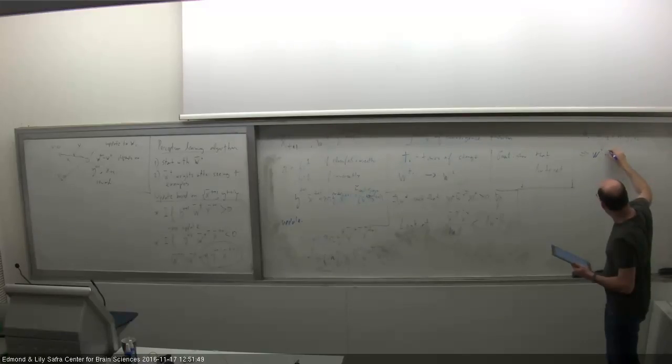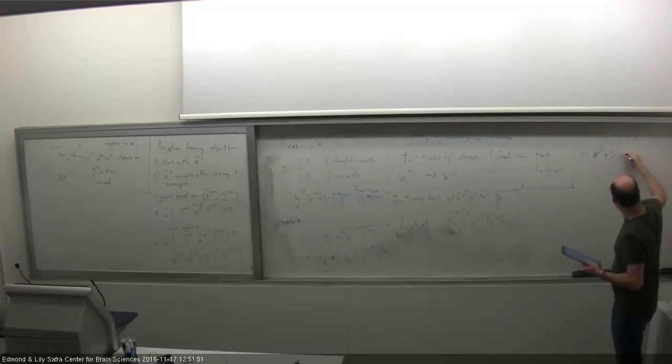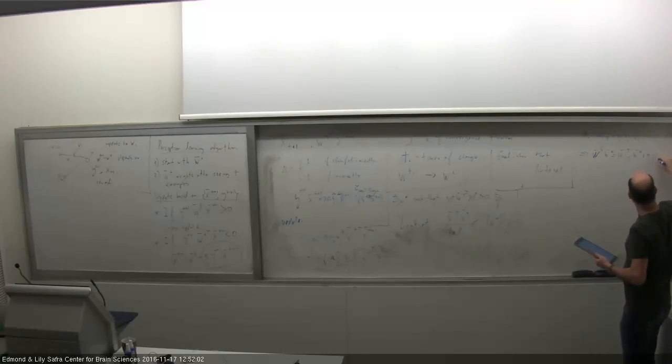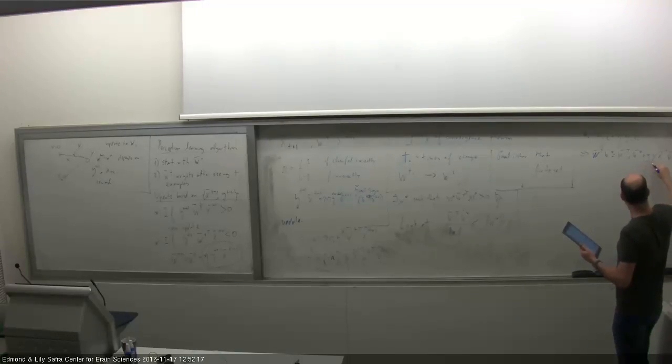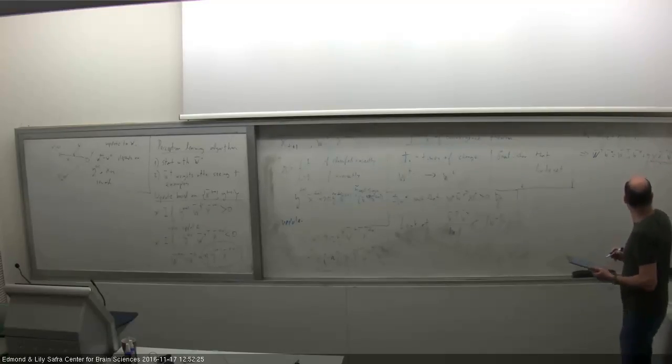transpose times W star, then this is equal to Wi minus 1 transpose times W star plus eta yi xi transpose W star. And what can we say about this thing? About this thing, yi xi transpose W star.